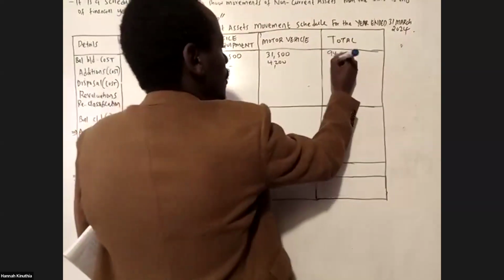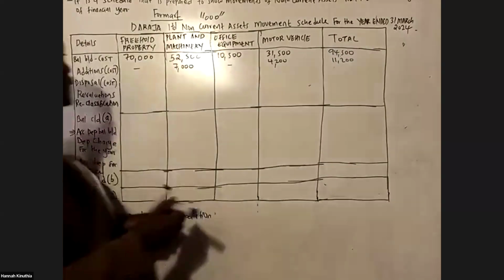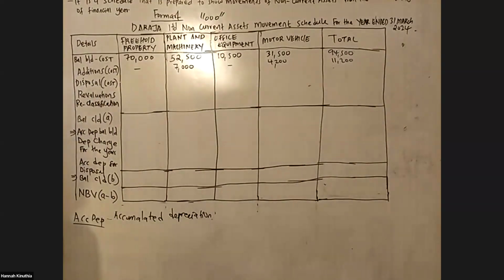11,200. Thanks, Hannah. Now, what about disposal? Disposal is information number 2. Remember, we need to consider the dates, but for now, we shall consider the dates when we'll be doing depreciation. For cost, we take it the way it is, regardless of when the asset was acquired, whether at the beginning or at the end, you take the cost.